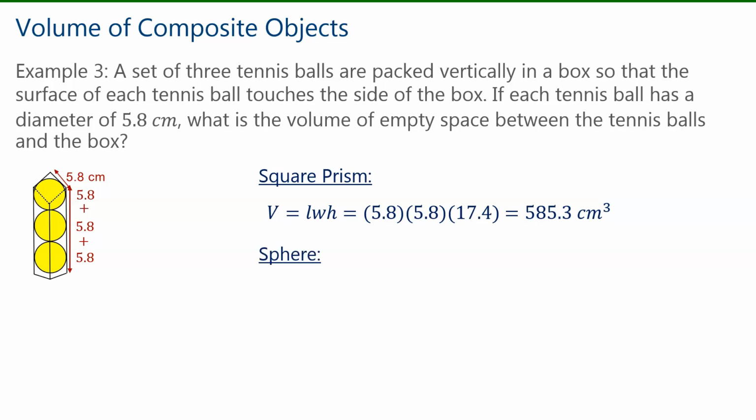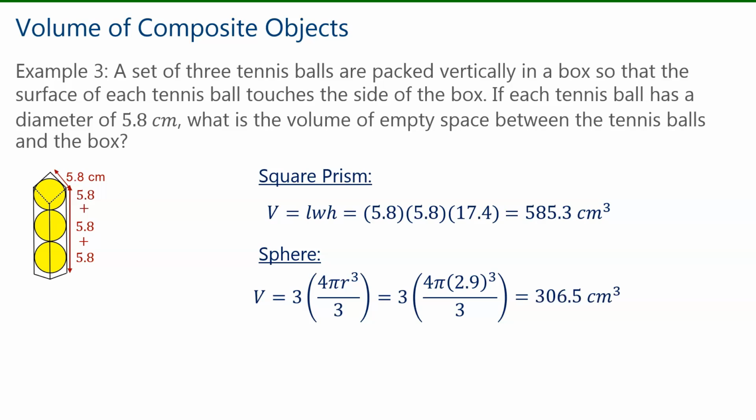Now let's do the tennis balls, which are shaped like spheres. Now the formula for volume of a sphere is 4 pi r cubed over 3. But since we have 3 of them, I'll just multiply that by 3. So now the radius of the sphere is going to be half of the width, and half of 5.8 is 2.9. So that's what I'm going to put in my formula. So you can start by working out what's inside the brackets, and then multiply that by 3. That should give you a volume of 306.5 cubic centimeters.